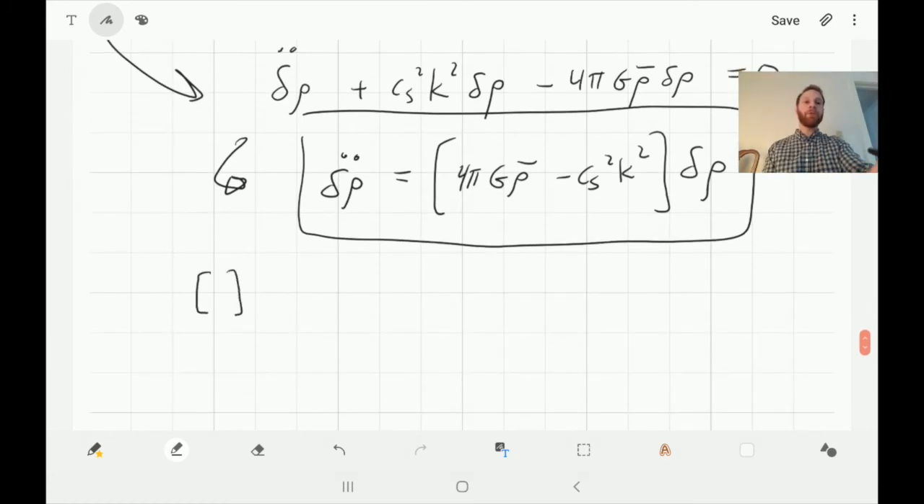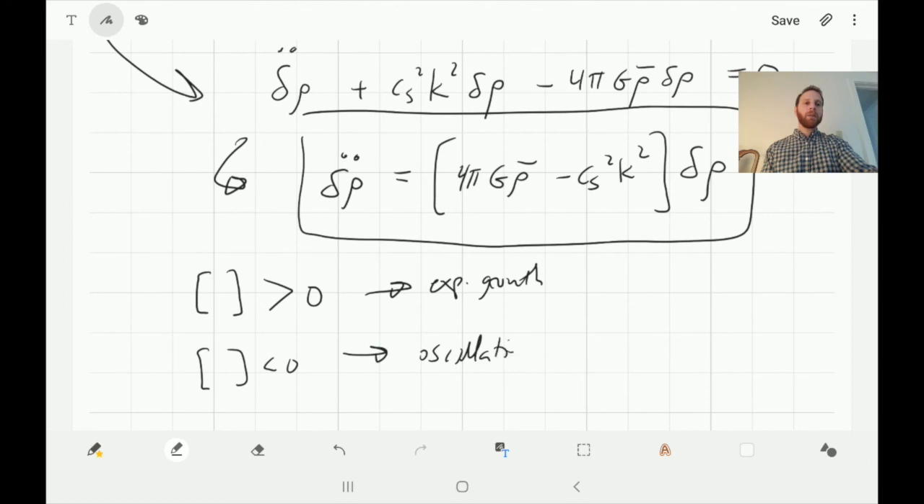Notice that if the term in brackets is greater than 0, like happened when we neglected pressure, it's like the pressure term goes to 0, and that would be just like what we solved last time. Then what you get is exponential growth. It's one of the solutions. When this term in brackets is less than 0, you get oscillations. If that's not completely clear, go back to your calculus-based intro physics when you studied the harmonic oscillator and saw an equation that looked like x double dot equals minus k over m x. The fact that this term is negative tells you that you get oscillation.